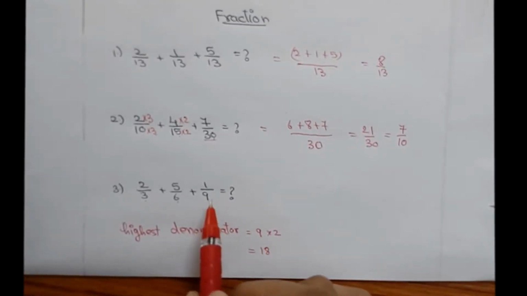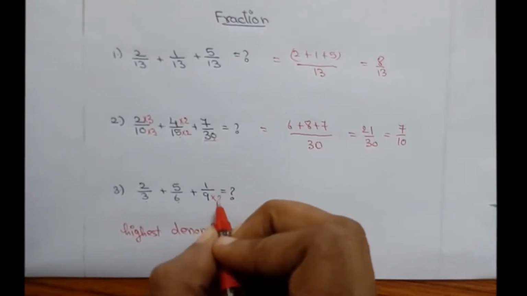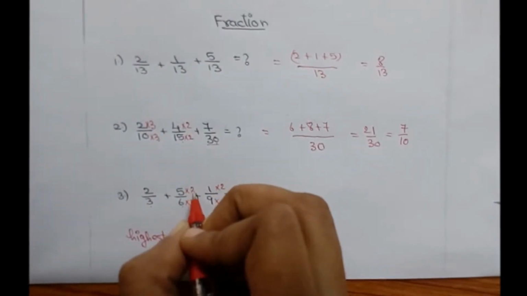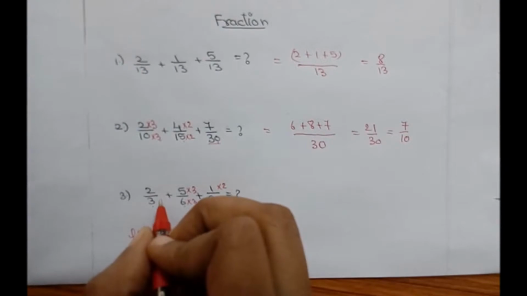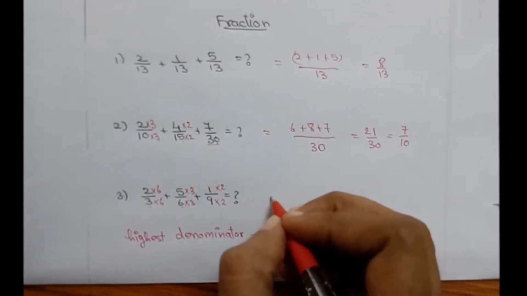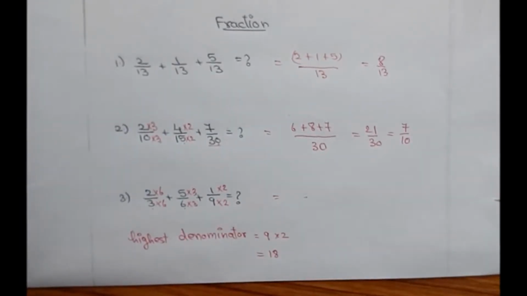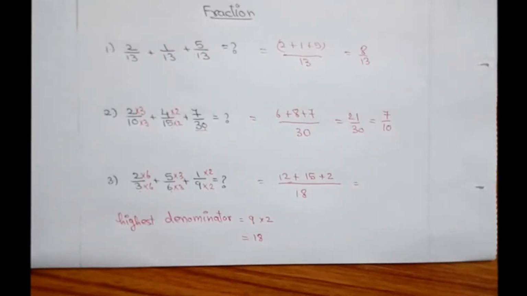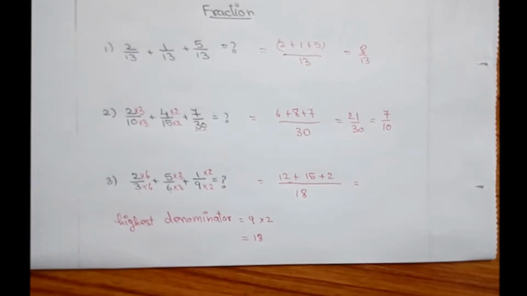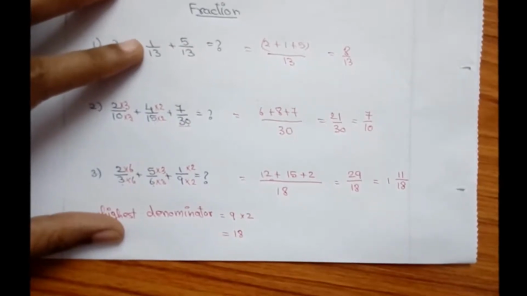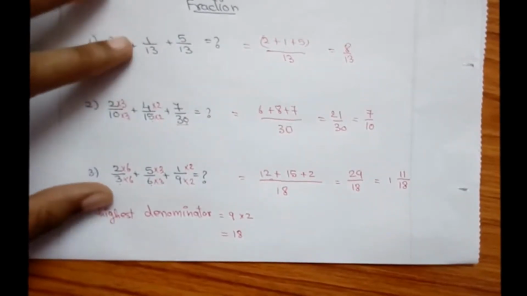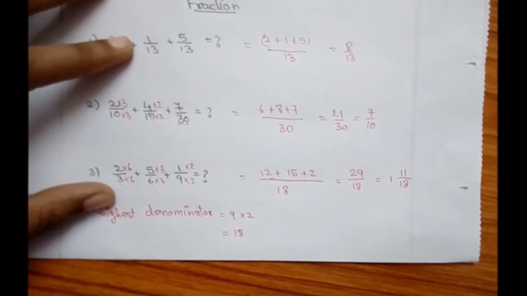If I multiply by 2 here, I'll get 18. If I multiply by 3 over here, I'll get my denominator as 18. If I multiply by 6 over here, I will get my denominator as 18. So my denominator is 18, and my numerator is 12 plus 15 plus 2, which adds up to 29 by 18. I can also write it as 1 and 11 by 18.